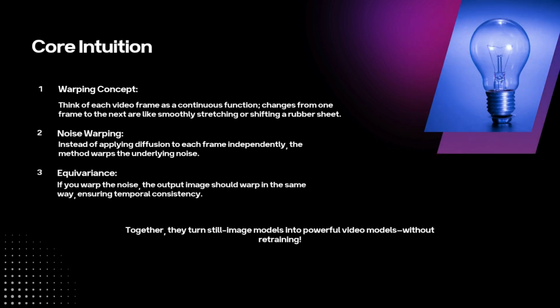Previous work, like How I Warped Your Noise, tried to fix video inconsistencies by transforming the input noise using optical flow. Optical flow here refers to a motion pattern that shows how a pixel moves from one frame to another. The idea was that if you change the noise according to this motion, the output image would change in the same way, a property known as equivariance. However, models like Stable Diffusion XL don't naturally follow this rule, which leads to inconsistent frames in the video.